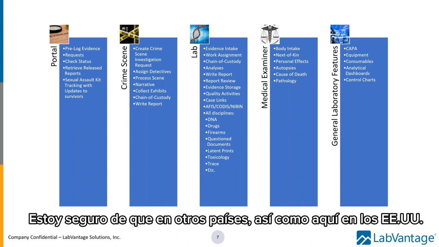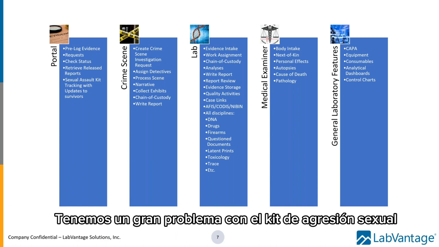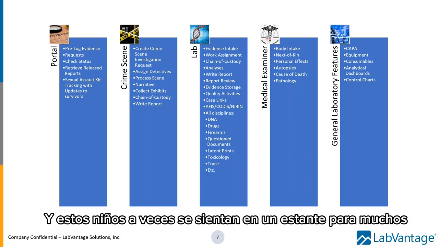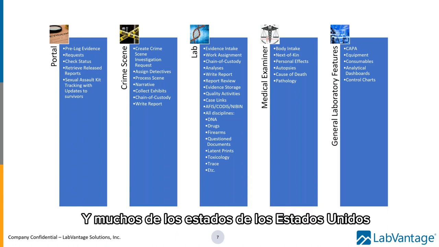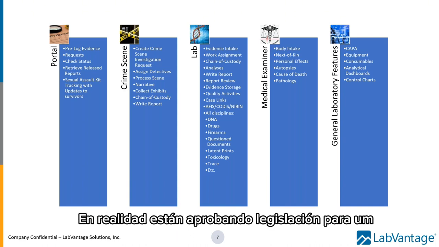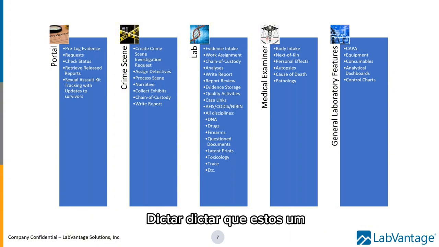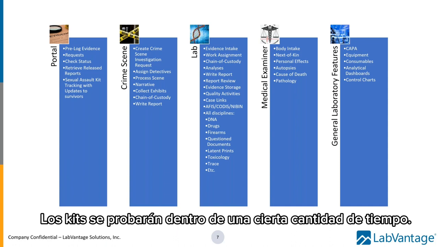I'm sure in other countries, as well as here in the US, we have a big problem with sexual assault kit tracking. And these kits sometimes sit on a shelf for many, many months, even years, before they're submitted to the laboratory and tested. And many of the states in the United States are actually enacting legislation to dictate that these kits be tested within a certain amount of time.